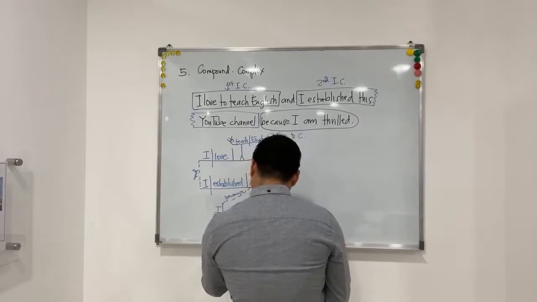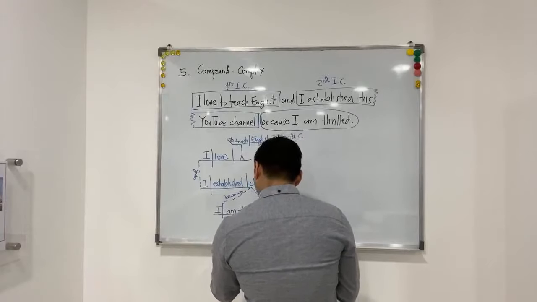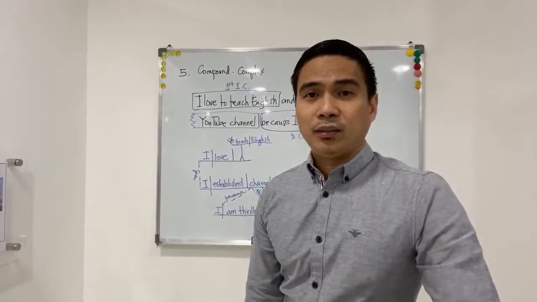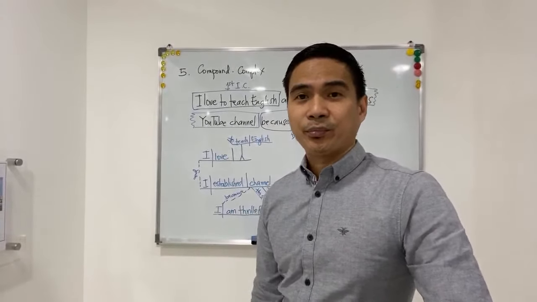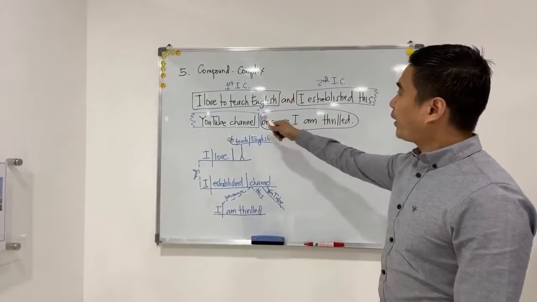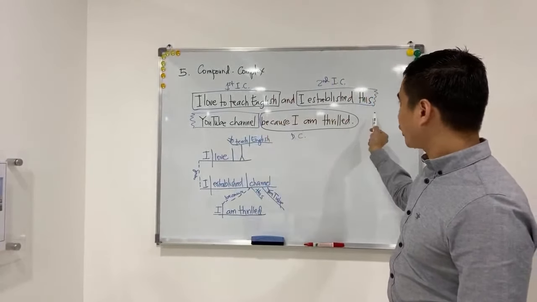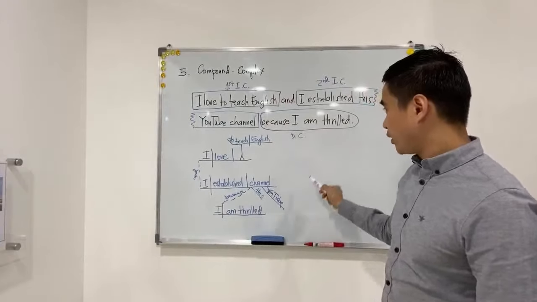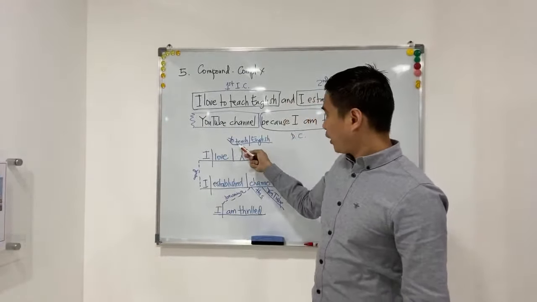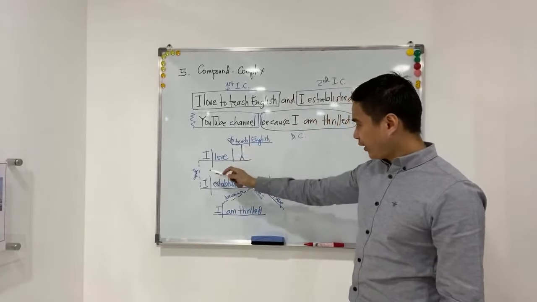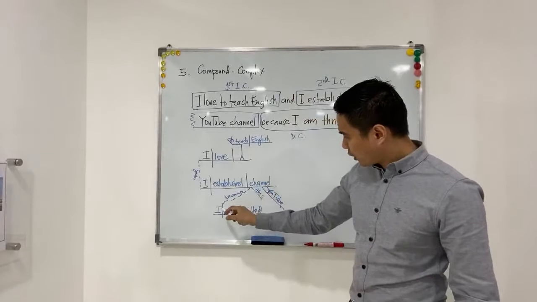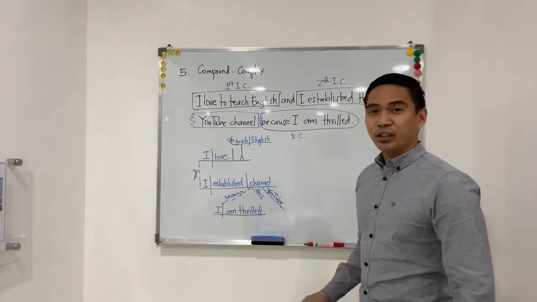Thrilled belongs to a phrasal verb or a verb phrase. So there you go. I love to teach English, and I established this YouTube channel because I am thrilled. So I love to teach English. This is an infinitive, and I established this YouTube channel because I am thrilled.